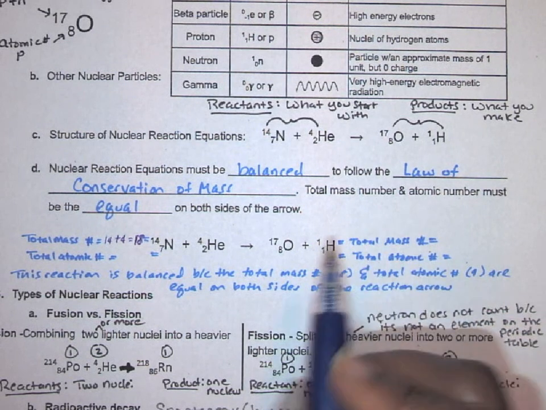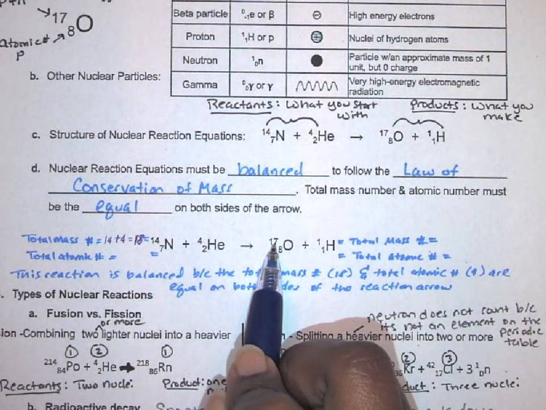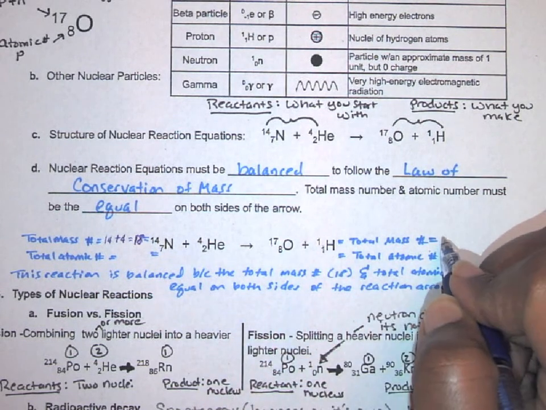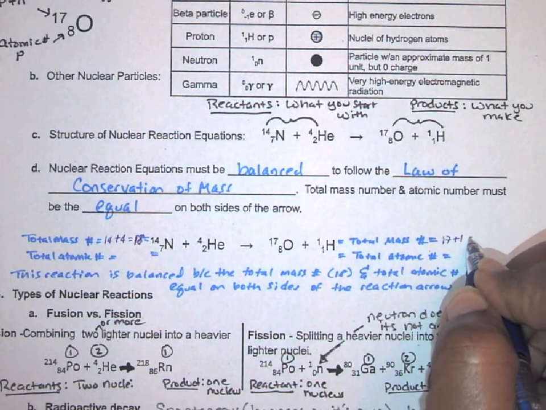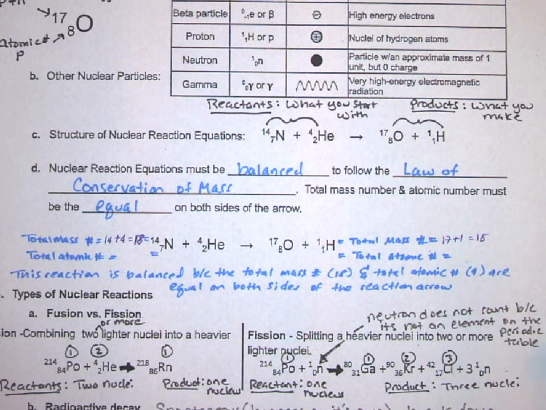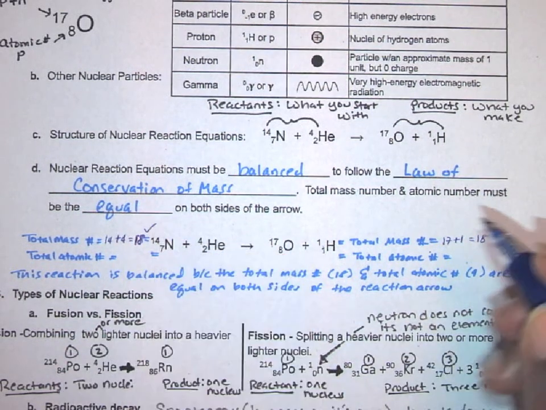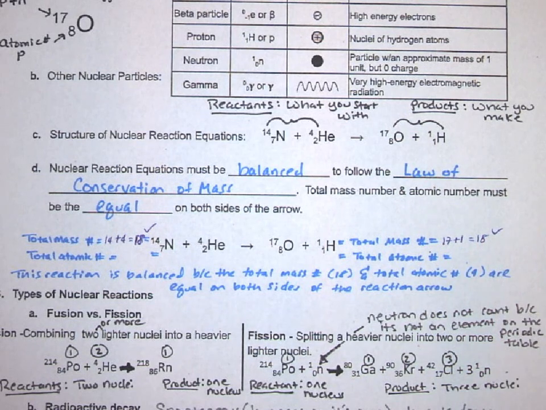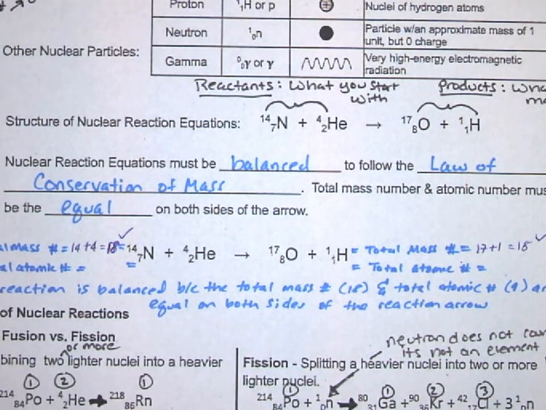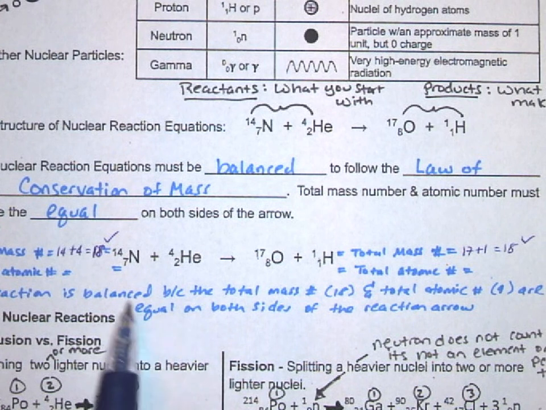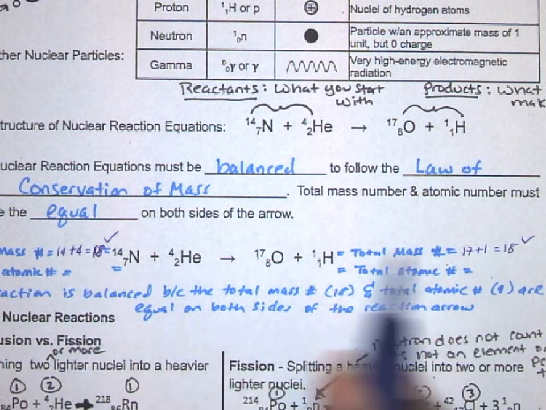Alright, let's try it also on the product side. On the product side, we have the total mass number 17 plus 1, which also equals 18. So if we look at these two numbers, 18 and 18, that's balanced. So the mass numbers are balanced because they're the same on both sides.